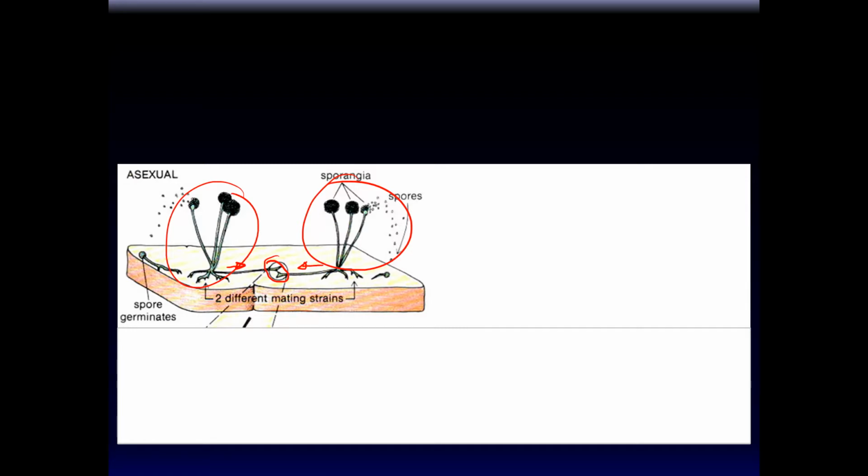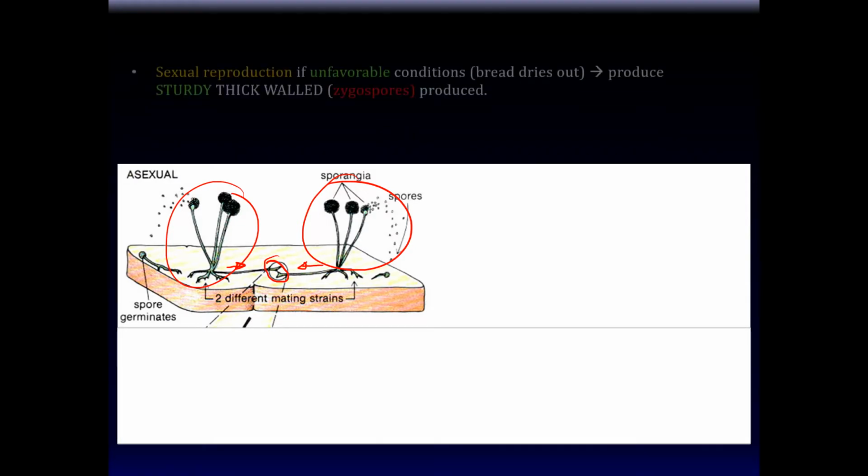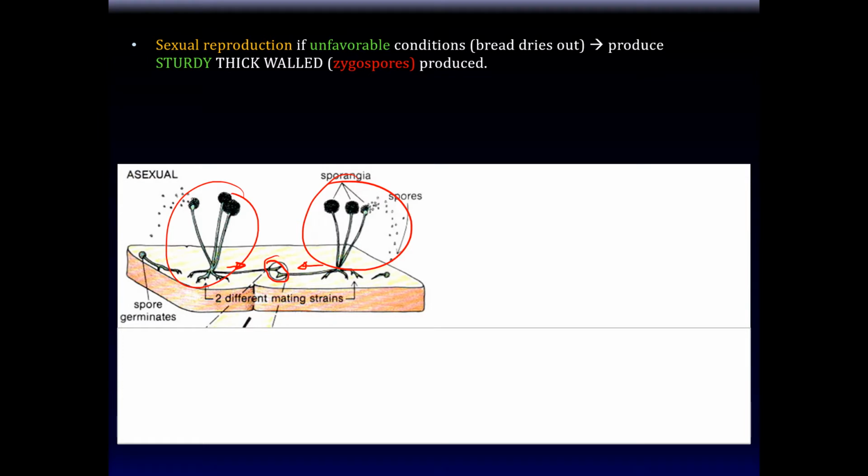They're not connected to each other. They're not from the same original spore. So they're two different fungi. They come together. They grow these hyphae together, okay? Now, sexual reproduction occurs if unfavorable conditions exist. In other words, they're running out of bread, or the bread dries out, because the sporangia have to have a moist environment to live. If the bread dries out, you can frequently see there's no mold on it, because they need to have water. They need a moist environment.